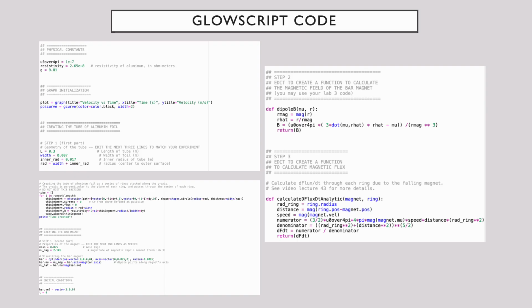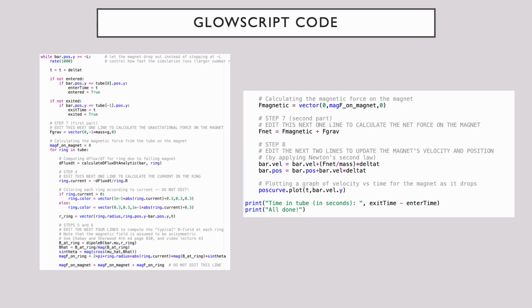Here you can see my GlowScript code. On the top left, you have the initial values for the system, and then below that you have the initiation of the graph, and then below that you have the measurements made from part 1. And then the bottom left code shows the mass of the magnet, the magnetic moment from Lab 3, and below that the visualization of the bar magnet, as well as the initial conditions. And on the right side you can see the function used to calculate the magnetic field, and then below that you can see the function used to calculate the magnetic flux.